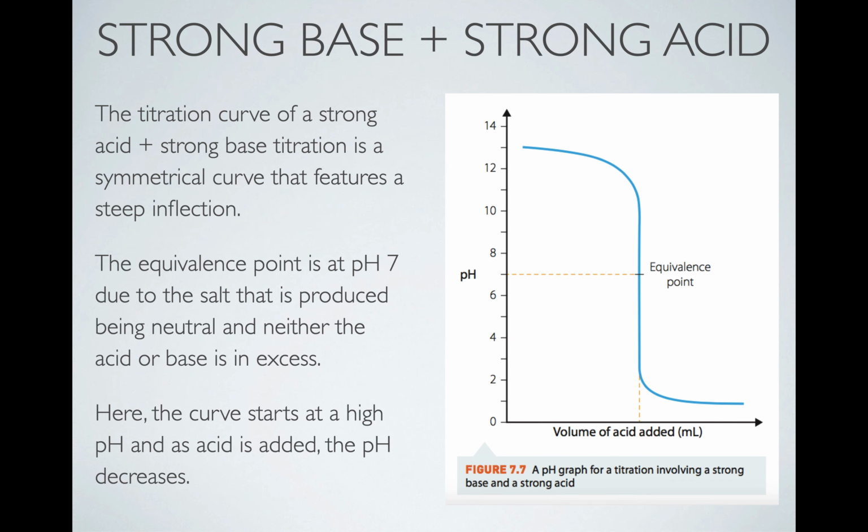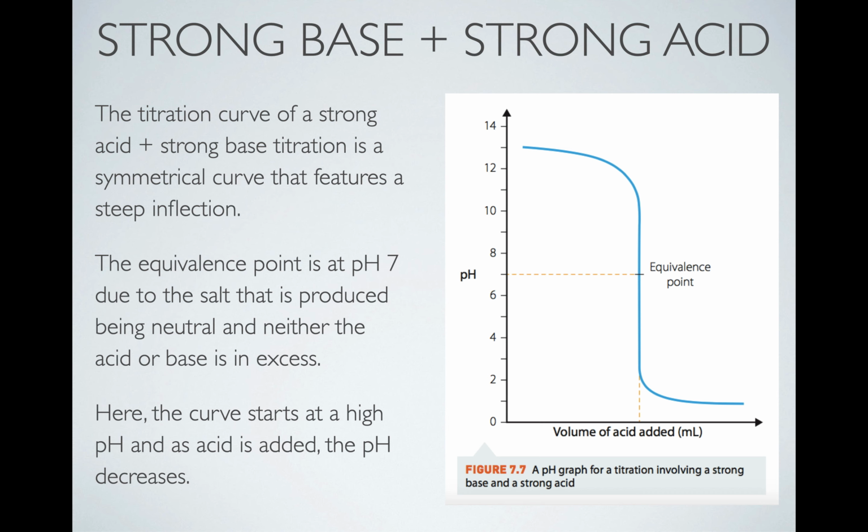So the first type that we've got is what we've just been talking about, and it's a curve produced when you react a strong acid with a strong base. You get this very distinct, very steep titration curve. Okay, and it features a steep inflection, and its equivalence point, the steepest point, is pretty much pH 7. That's because the salt that is produced is neutral.